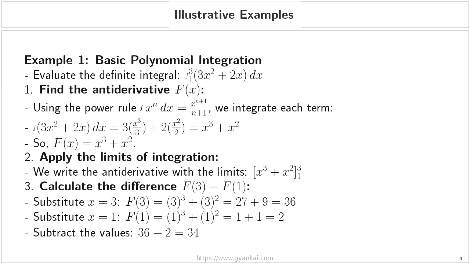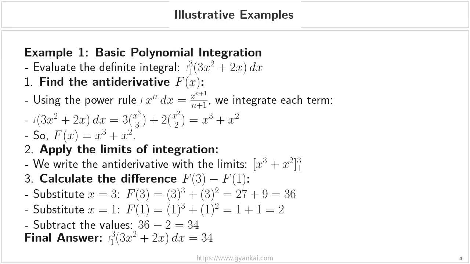Let's calculate f of 3. We substitute x equals 3 into our antiderivative. 3 cubed plus 3 squared, which is 27 plus 9, giving us 36. Next, we calculate f of 1. Substituting x equals 1 into our antiderivative, we get 1 cubed plus 1 squared, which is 1 plus 1, equaling 2. Finally, we subtract f of 1 from f of 3, 36 minus 2, which equals 34. Therefore, the definite integral of 3x squared plus 2x from 1 to 3 is 34. And that's our final answer.